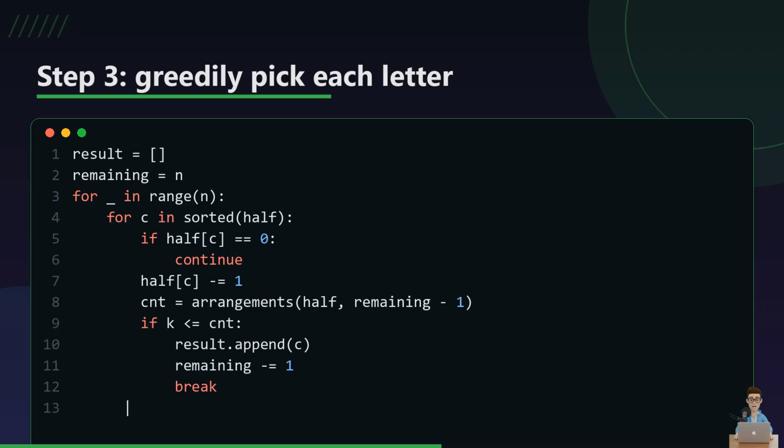For each slot we ask, if I place the smallest letter here, how many endings are still possible? If k fits inside that range, we commit to it. Otherwise we skip that many arrangements and try the next letter.